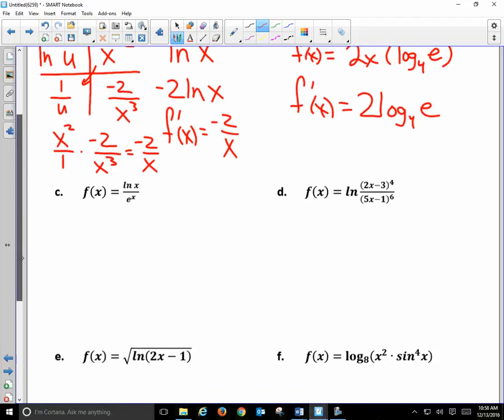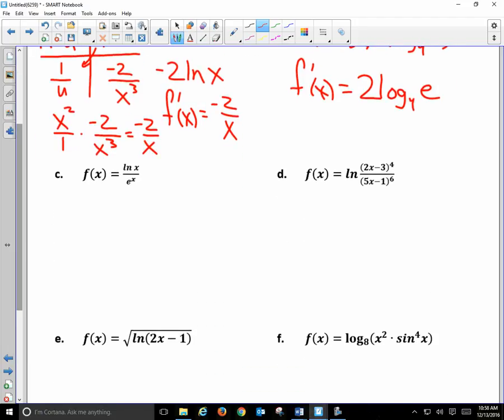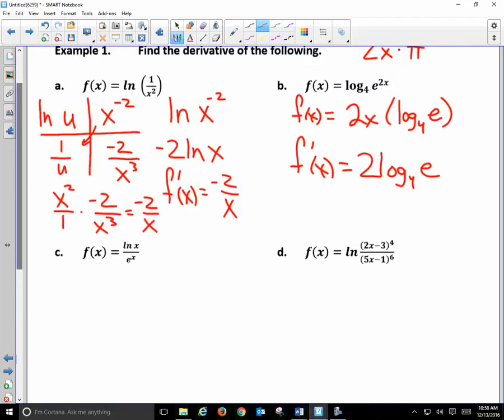Derivative of 2x is 2. This is a constant, so it just comes along for the ride. It's a multiplier, just like 2x pi. Derivative would be 2 pi.